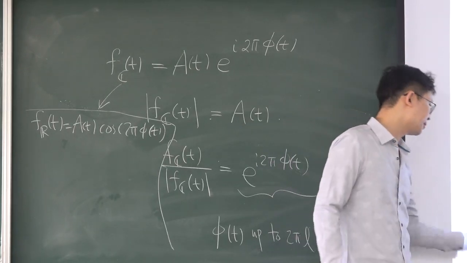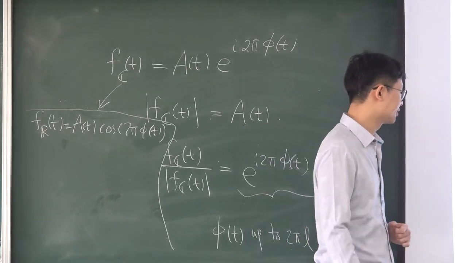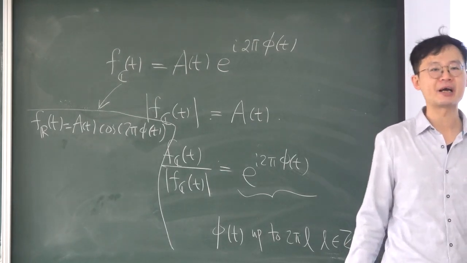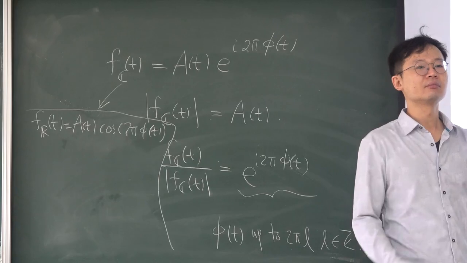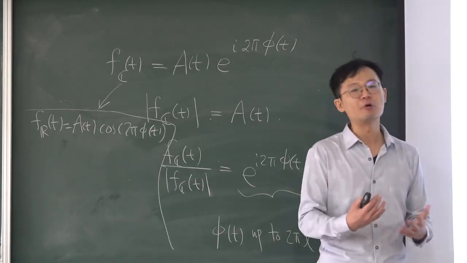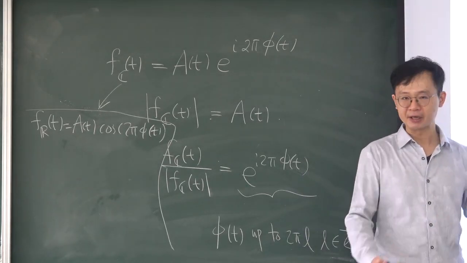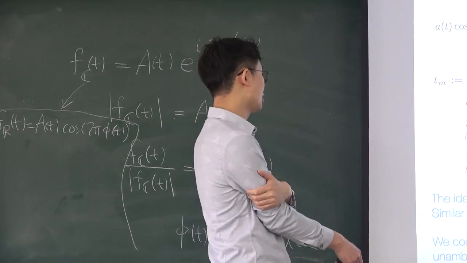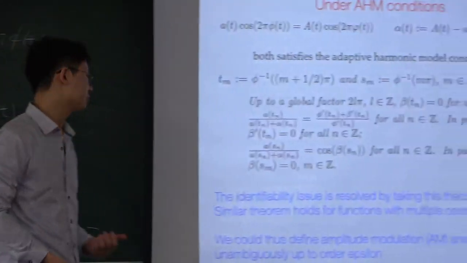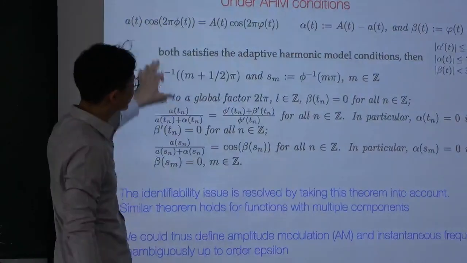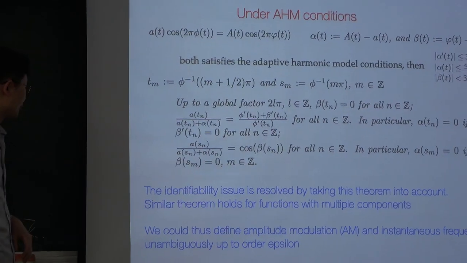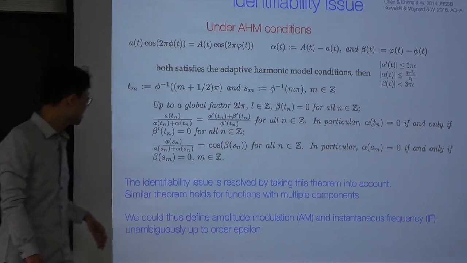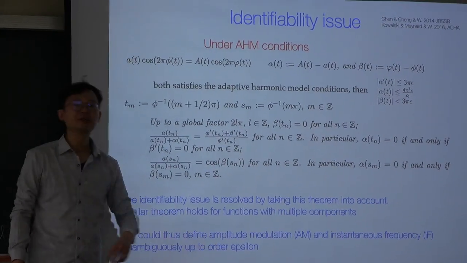So this identifiability issue is somehow resolved by taking the theorem into account, which means we can always recover things up to some error of order epsilon uniformly and globally. Similar theories hold for functions with multiple components, which you can check. This statement is only for one component. We could thus define amplitude modulation and instantaneous frequency unambiguously up to an order of epsilon.